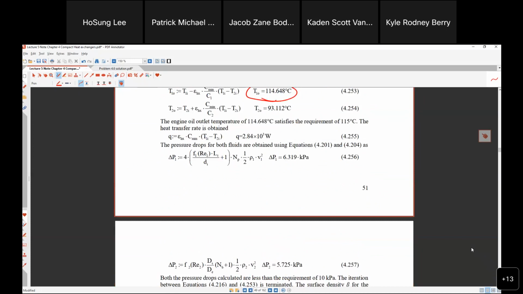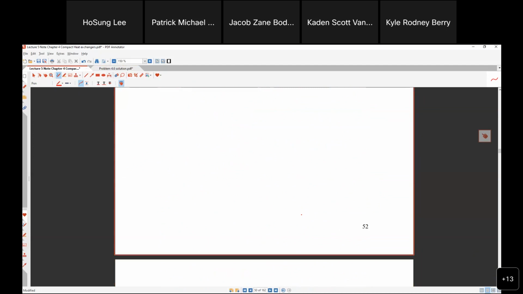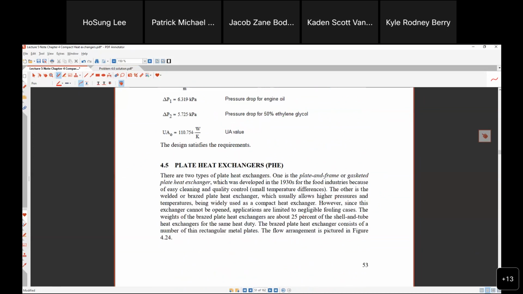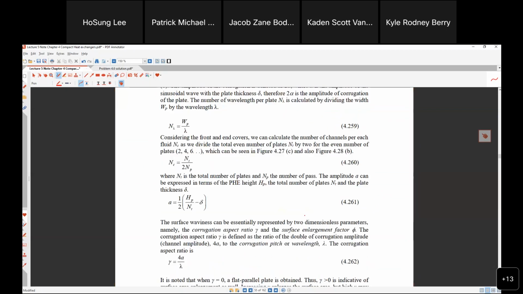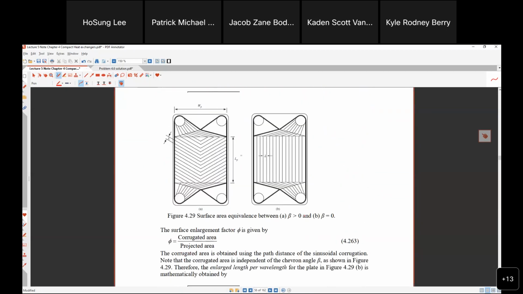What time is it? I'm going to skip this part. No heat exchanger, no plate. I'd like to move on to pressure. Sorry about that.